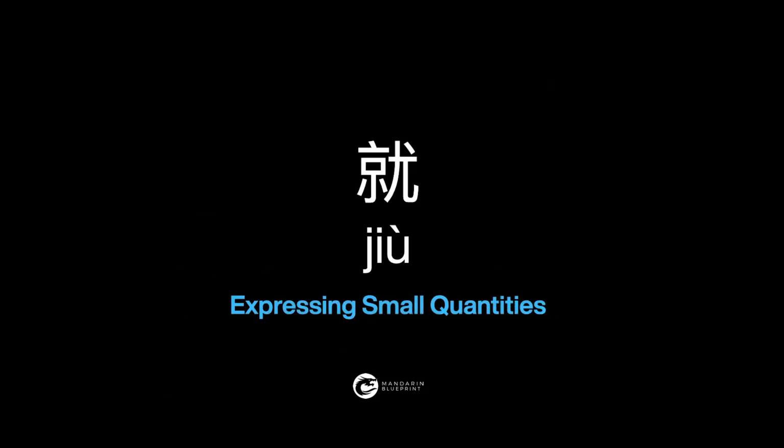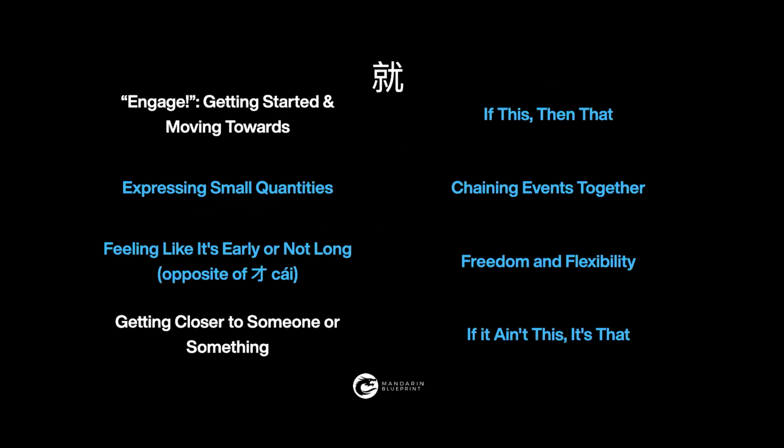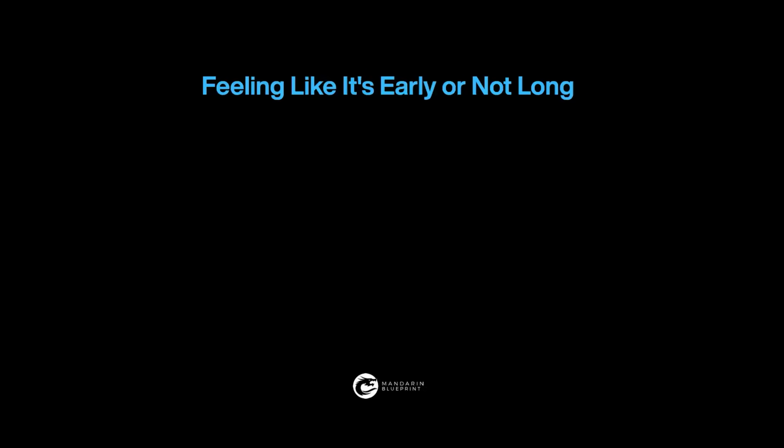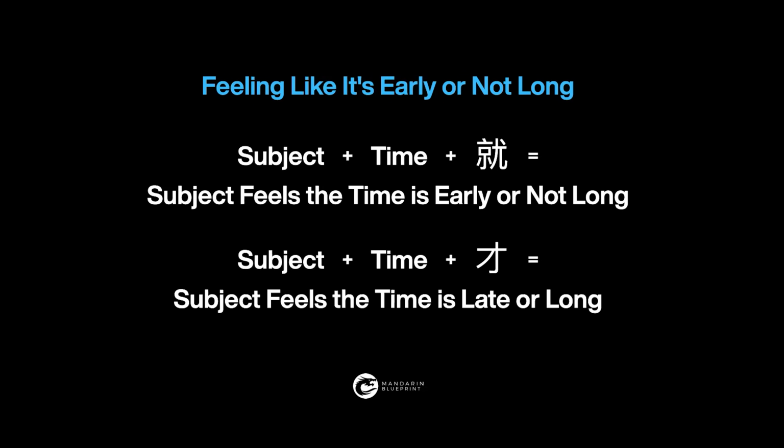So there's how you can use 就 to express some small quantities, but how might you use it to express that from your perspective, something feels as though it is early, or that it doesn't take very long? Well, that's where we're going to use 就 and compare it with its opposite, 才. So if you have a subject plus a time plus 就, that means that the subject feels the time is early or not long. On the contrary, if you have subject plus time plus 才, that means the subject feels the time is late or long.